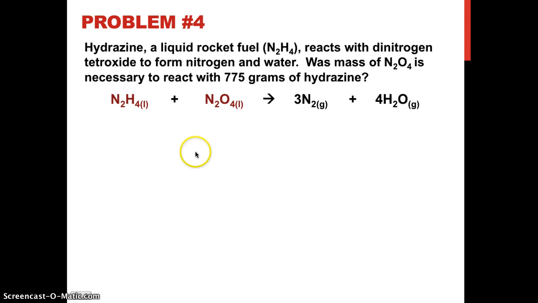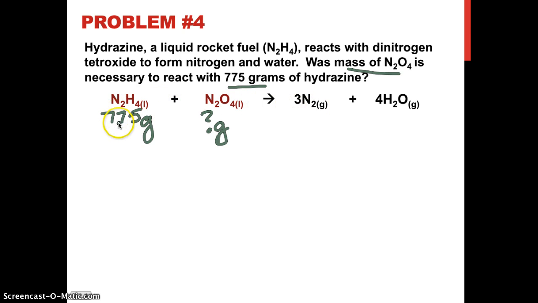My very last problem here is about rocket fuel, and this is hydrazine right here. I have 775 grams of hydrazine, and I want to know how many grams of dinitrogen tetroxide, with the formula N2O4, is going to react with this hydrazine in order for this reaction to go to completion.